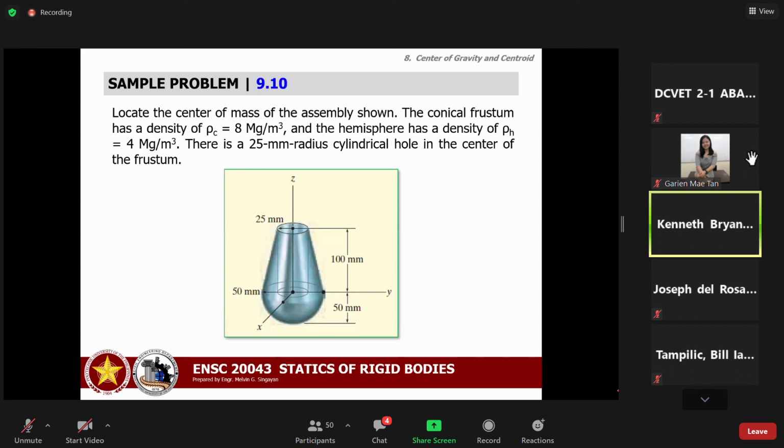So, sample problem 9.10. Locate the center of mass of the composite body. The cone frustum has a mass density of rho C equal to 8 megagram per cubic meter, and the hemisphere has a density of rho H equal to 4 megagram per cubic meter. There is a 25 millimeter radius cylindrical hole in the center of the frustum. Okay, so if you are going to solve this problem, how many composite parts are there? So 4. So alin yung 4 na yon?